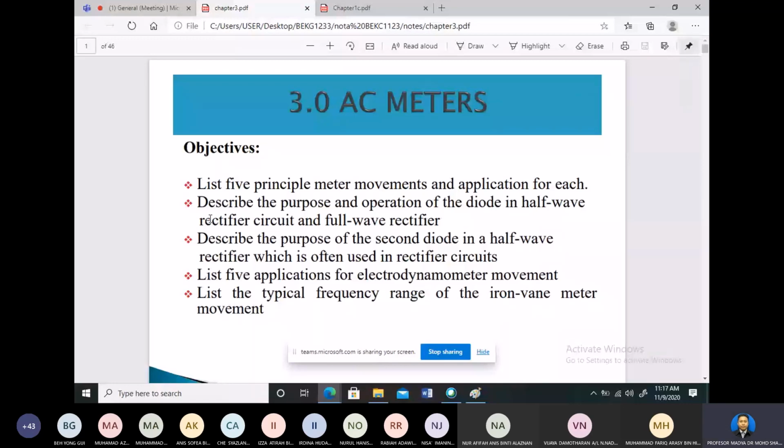And then the third objective is to describe the purpose of the second diode in a half wave rectifier, which is often used in rectifier circuits. Then list 5 applications for the electrodynamometer movement. And last but not least, list the typical frequency range of the iron vane meter movement. So these are the objectives for chapter 3 for AC meters.